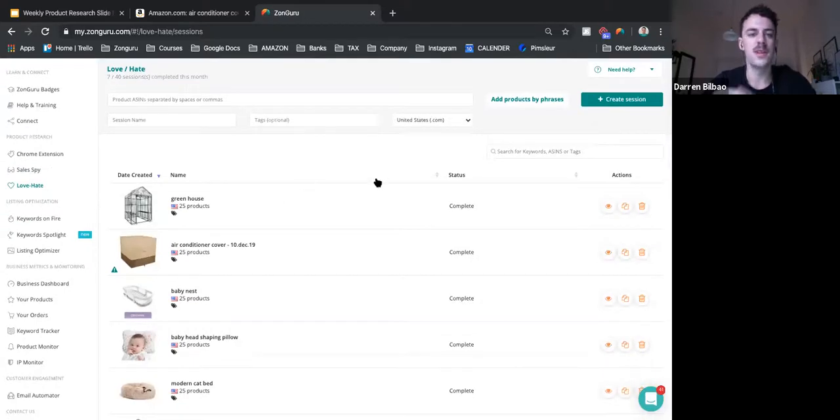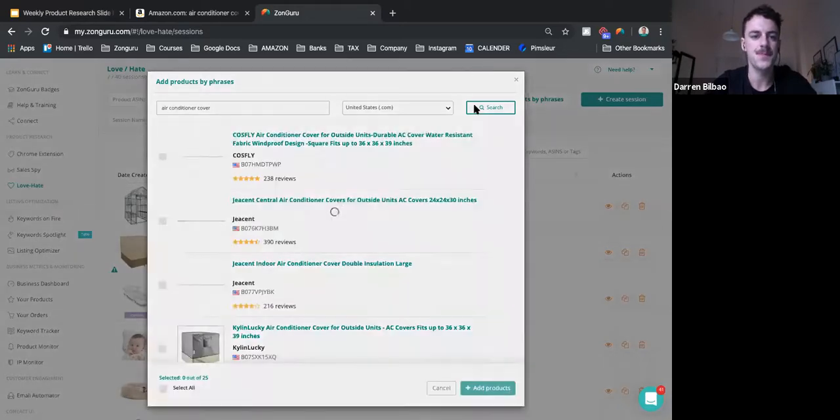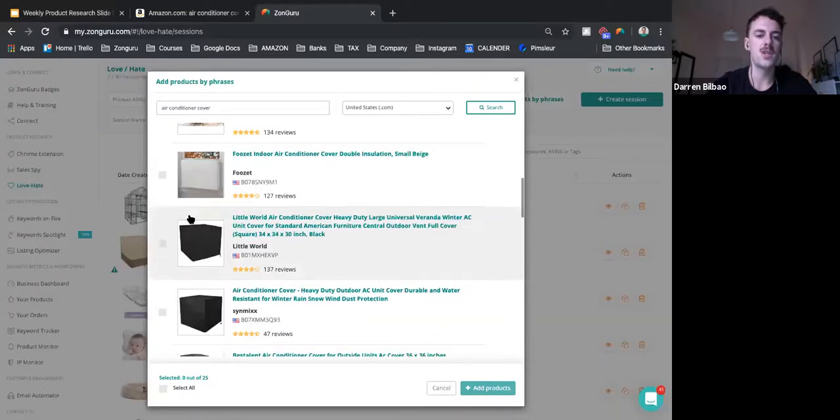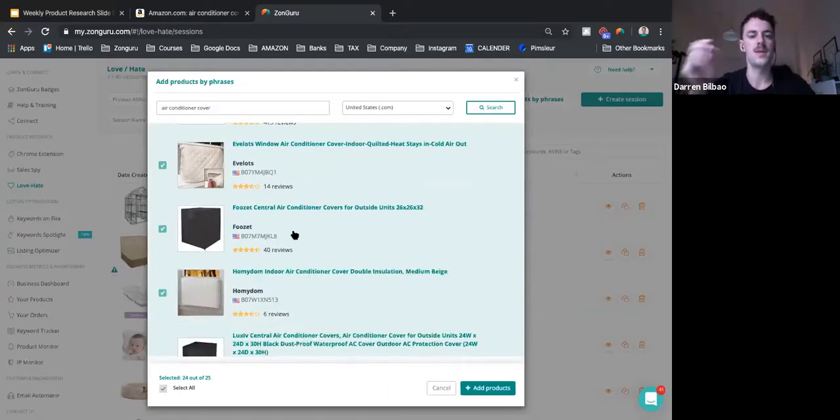All right, so once we're in the love-hate tool, we do something very similar to what we did in the keywords on fire. We add a product by phrase, air conditioner cover, click search, and it's going to show you all the different products. If you're seeing products in here that don't match what product you're selling, deselect them. For example, if it was a book or something showing up there, don't put it in, because you might be getting reviews in there that are going to skew and just be kind of annoying as you're looking through the data.